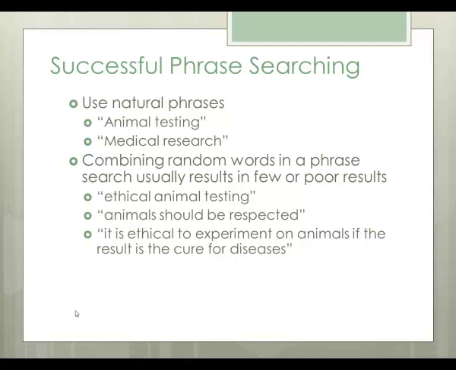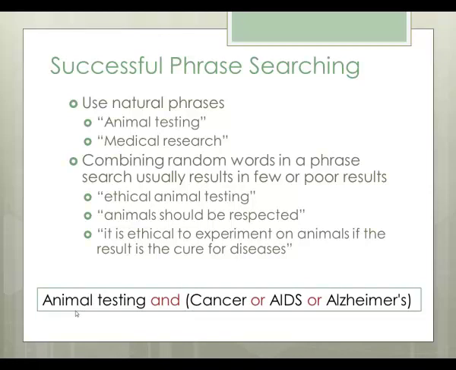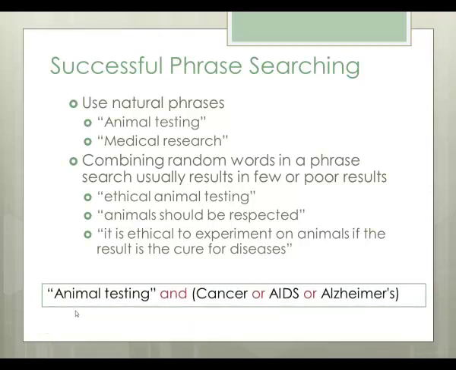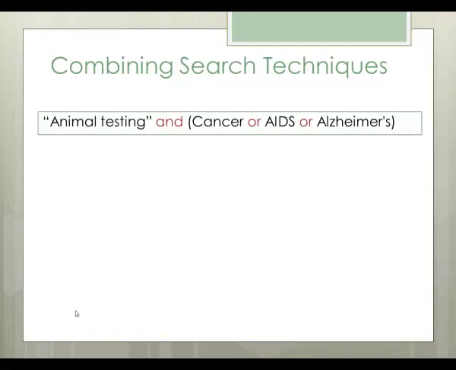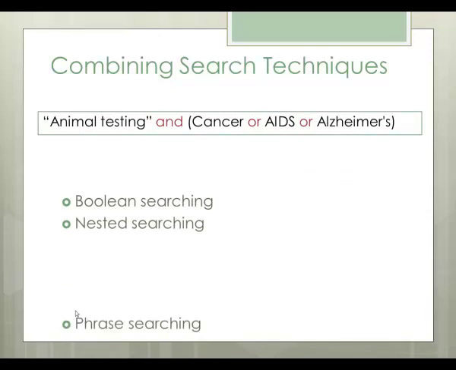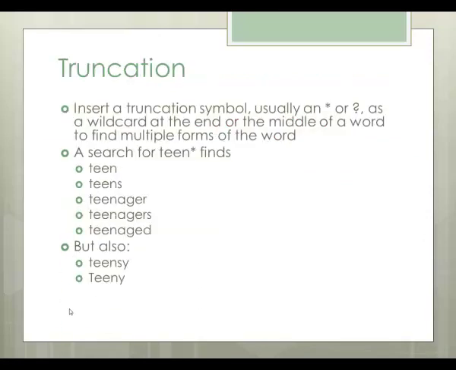Here is our complex nested search from before. We can add quote marks to animal testing to ensure that the words appear together. Just like we can combine Boolean search terms in one search, we can also combine search techniques. The search string we just created uses 3 search techniques at once: Boolean searching, nested searching, and phrase searching. Another search technique that can be useful is truncation, which tells the computer to find multiple forms of the word. Even though many search engines and databases may use truncation automatically, learning this technique can help you refine a search when you are having trouble finding sources.